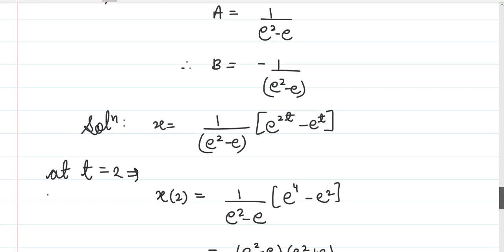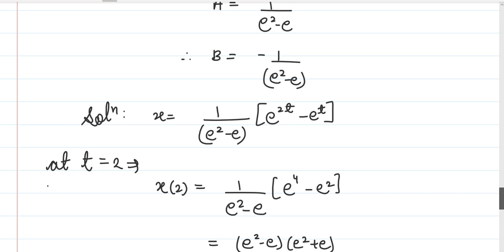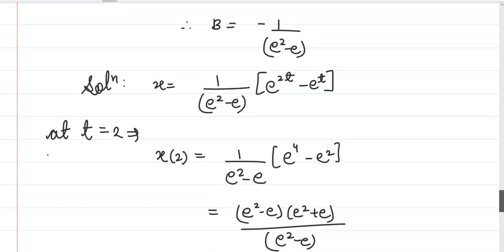If they ask you the value of x at t equals 2, you can find that. If they ask at t equals 4, you can find that too. If you have the general solution, you can find any of the values.